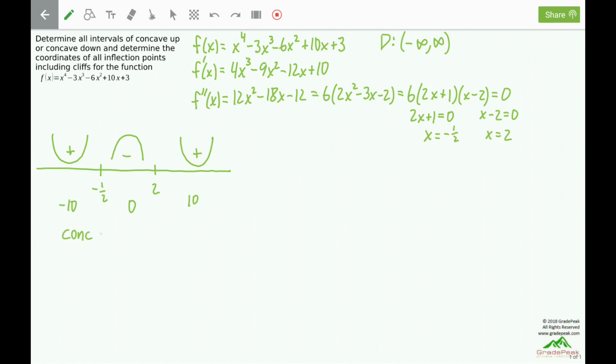So we have concave up happening in the interval negative infinity to negative 1/2, and union, because it's happening again from positive 2 to positive infinity. And we have concave down happening on the interval from negative 1/2 to positive 2.